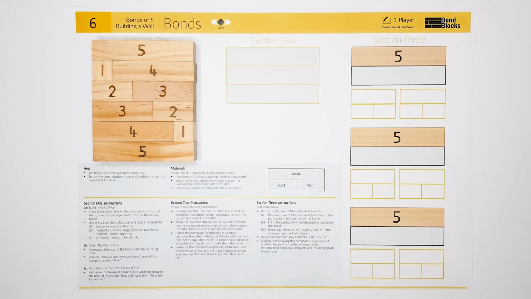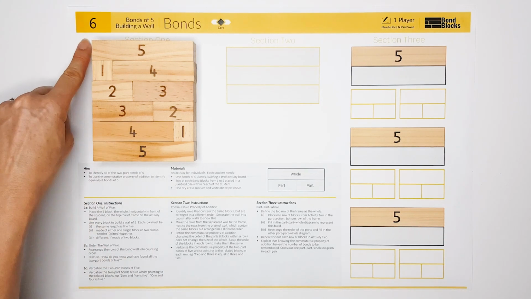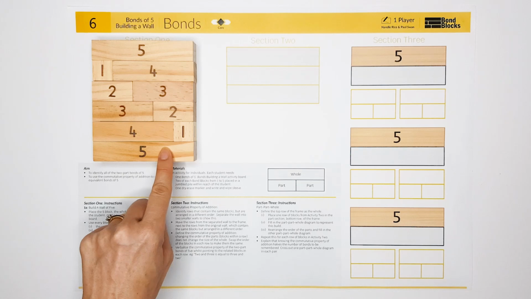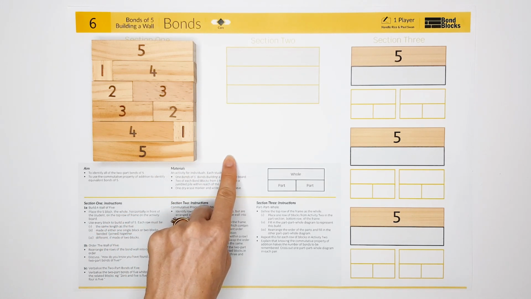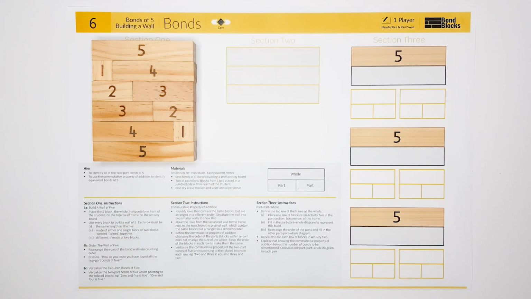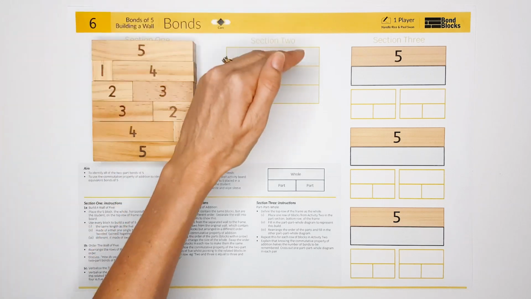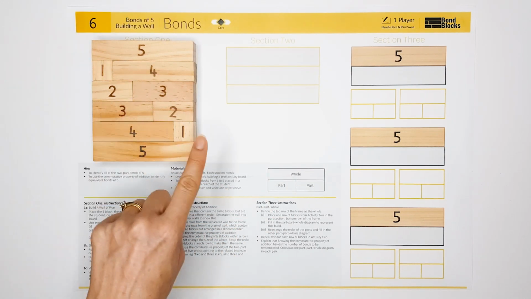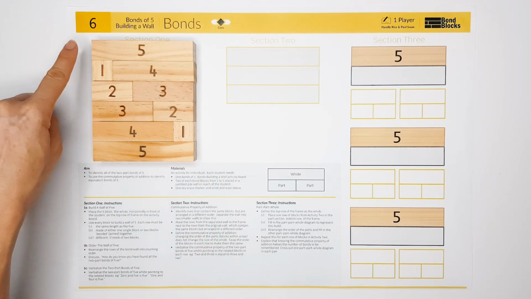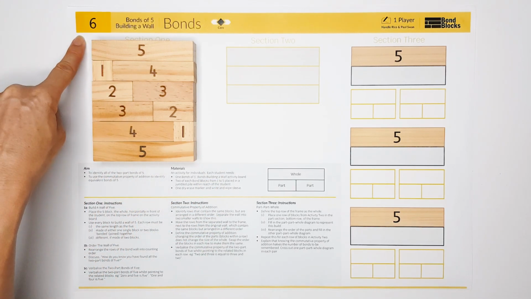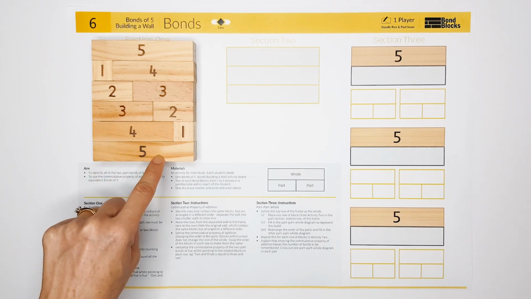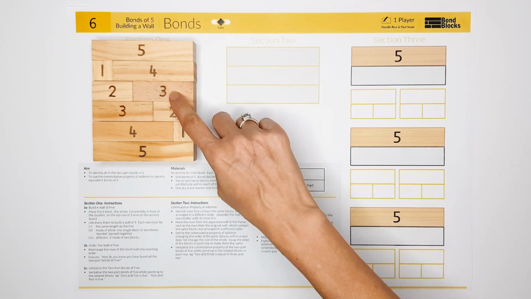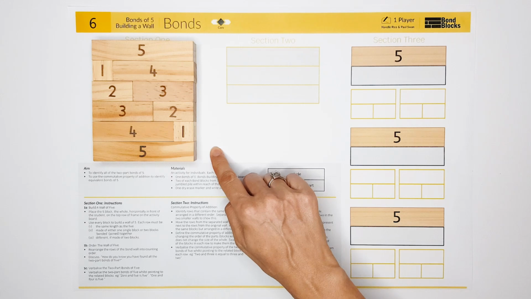There were 2 bonds there that were a little tricky, and that was 0 and 5 and 5 and 0. We don't have a block with a 0 written on it because 0 means no blocks. You can touch anywhere outside the wall when you say 0. The reason I touched here and here is because if I look at the counting order, it would go 0, 1, 2, 3, 4, 5, and on the other side, 5, 4, 3, 2, 1, 0.